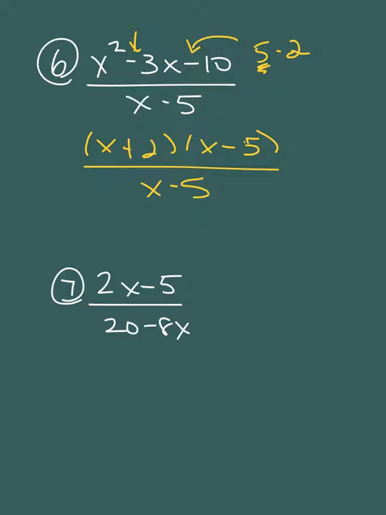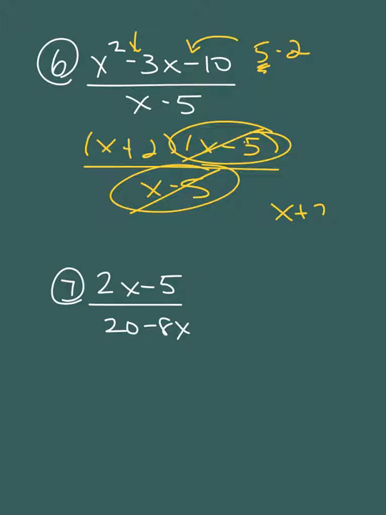Now again, I notice that I have x minus 5 both in my numerator and my denominator, so that's going to simplify. And I'm left with x plus 2 as my numerator. I have 1 in the denominator, so I don't need to write that. So my final answer there is x plus 2.